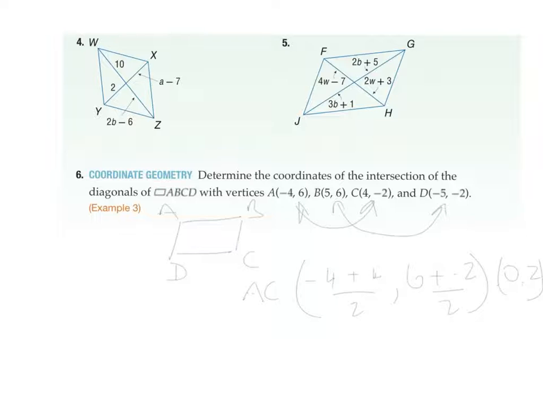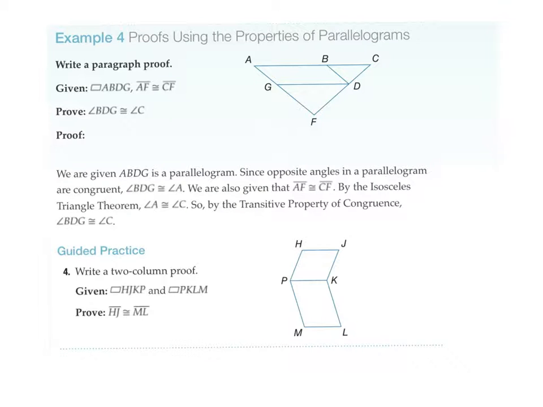Okay, then you need to do BD. Same thing, but different coordinates. This time it will be negative 5 plus 5 divided by 2. There's your x coordinate. And negative 2 plus 6 divided by 2 is your y. Well, negative 5 add 5 is 0, so we've still got that bit. Negative 2 add 6 is positive 4. Positive 4 divided by 2 will give you the coordinate. And as you can see, both of these are the same. So you've proved that.